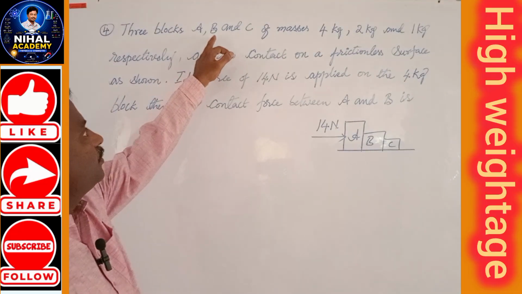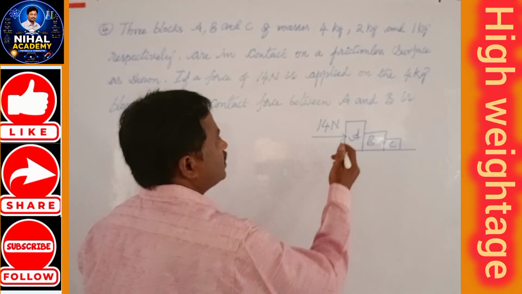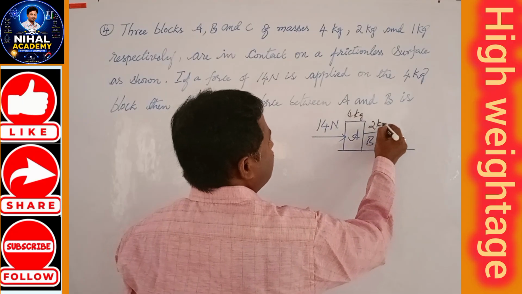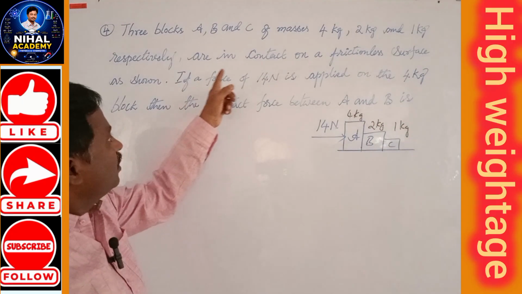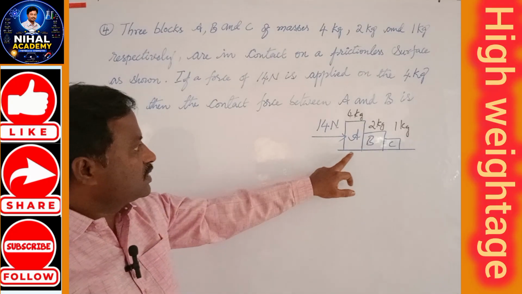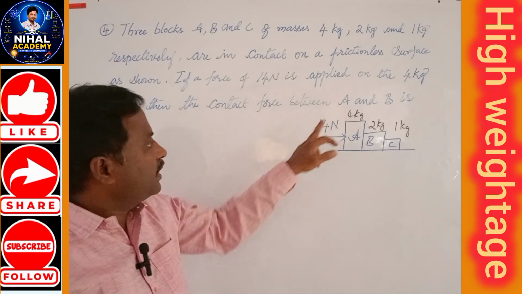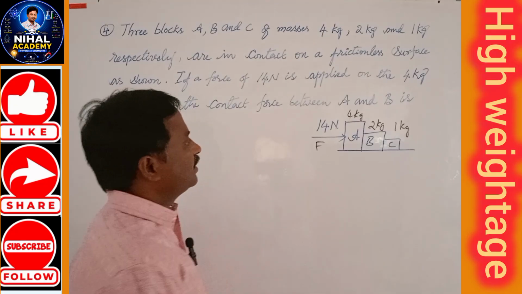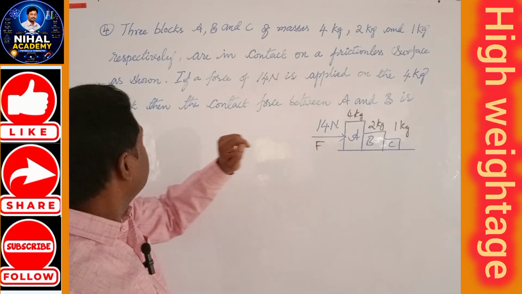Three blocks A, B and C of masses 4 kilogram, 2 kilogram and 1 kilogram. So this is 4 kg and this is 2 kg and this is 1 kilogram. They are respectively in contact on a frictionless surface as shown. Yes, A, B, C are in contact. If a force of 14 newtons is applied, so this is the net force acting on the three blocks, that is 14 newtons on the 4 kilogram block.